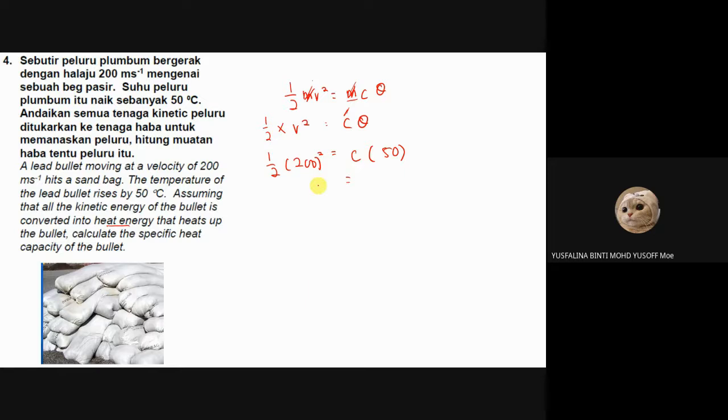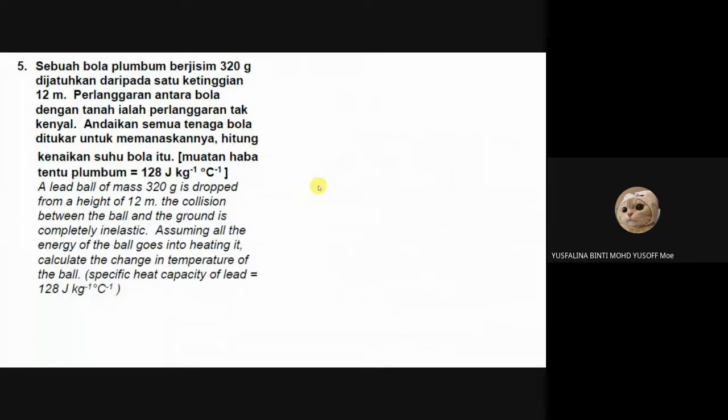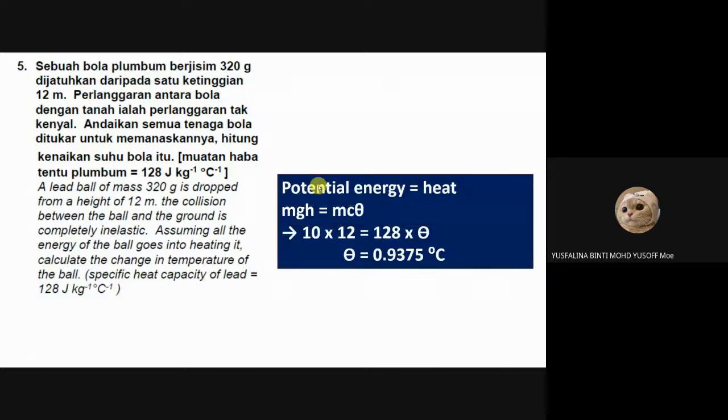Others, do you get 400? Yeah, 400 J kg⁻¹ °C⁻¹. Okay, good. So this is the last one.